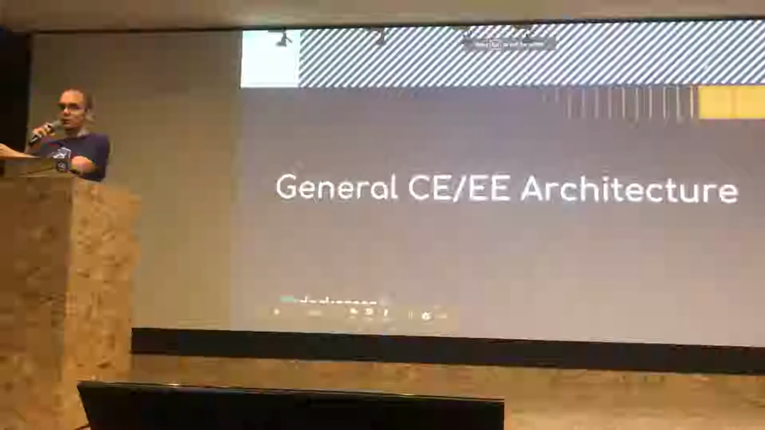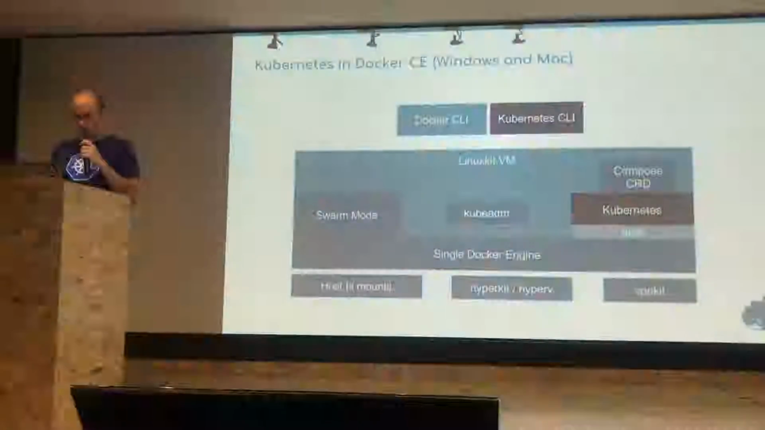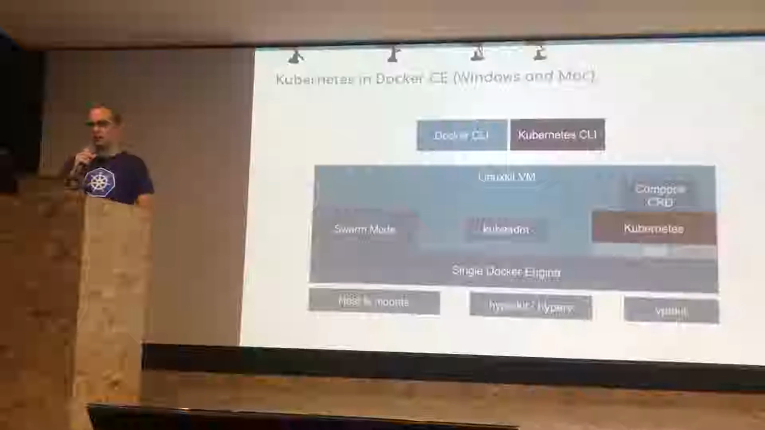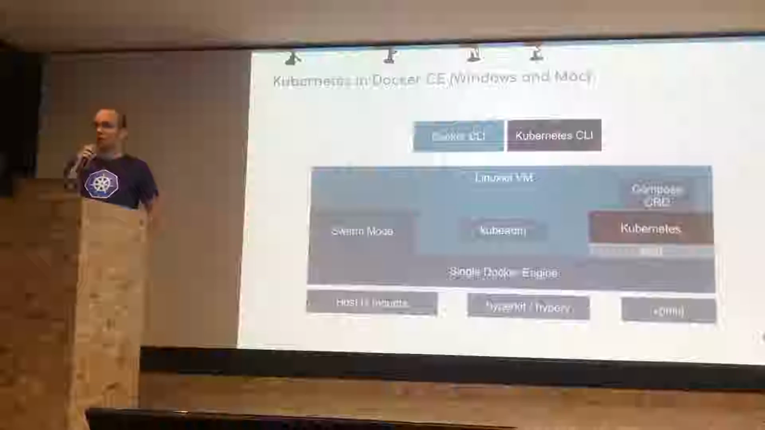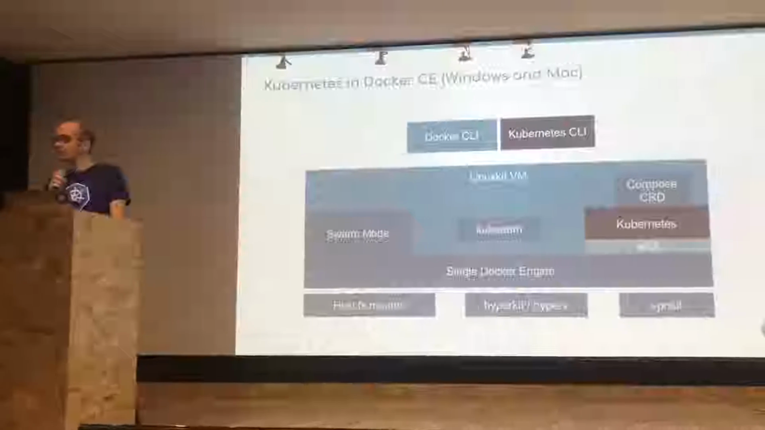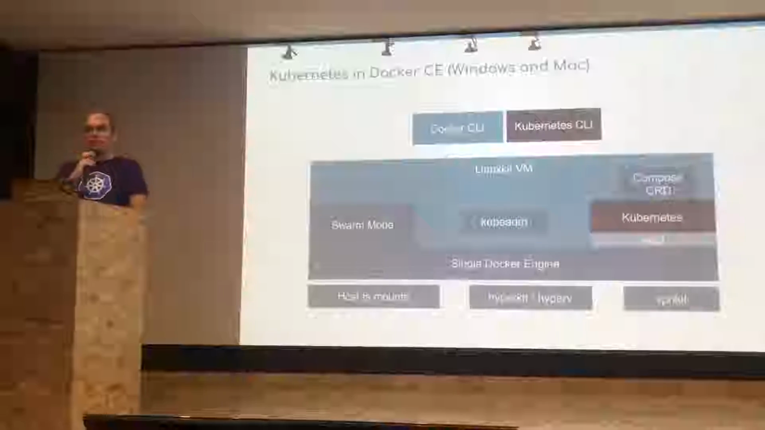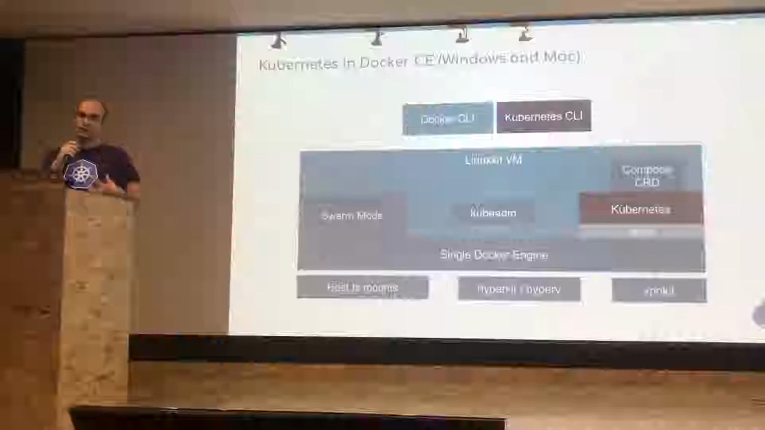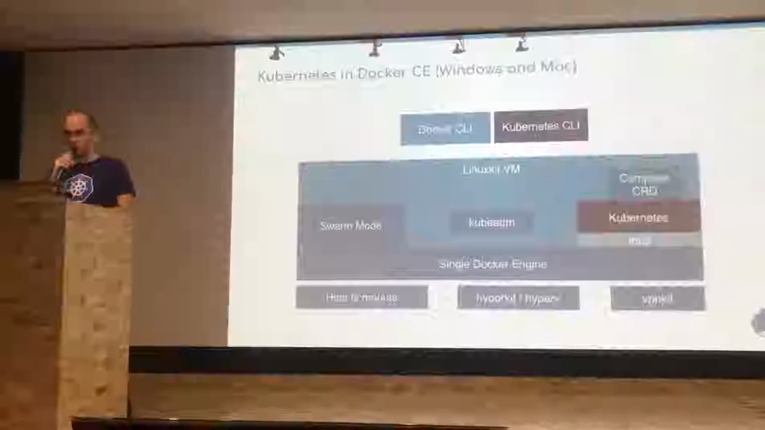Okay, so let's talk about the general architectures of both CE and EE that allow us to do this. First of all, Docker CE by itself is supposed to run on a Windows or Mac machine. On the bottom layer, there's the hypervisor that provides us with a single VM so that we can run Linux containers in an isolated environment that is usually provisioned with either HyperKit or Hyper-V.